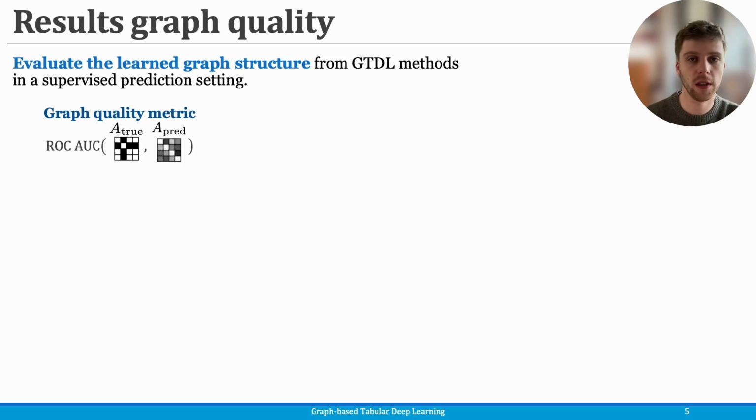Now, given this synthetic data, we're going to train them to do supervised prediction, as discussed before. Once training has been done, we're going to extract the learned graph structure and evaluate it. We're going to do this with the ROC AUC. So we're going to compare the true binary adjacency matrix against the predicted weighted adjacency matrix.